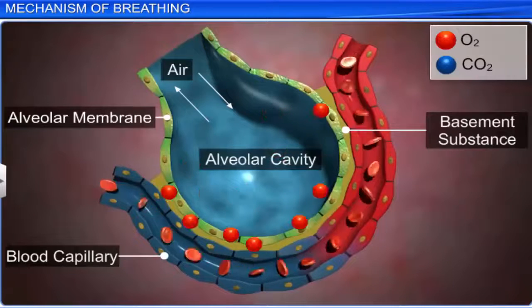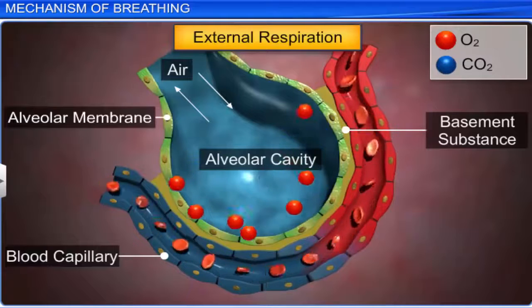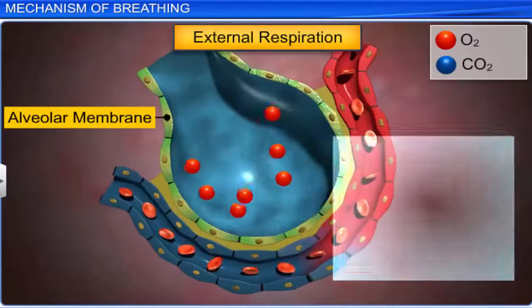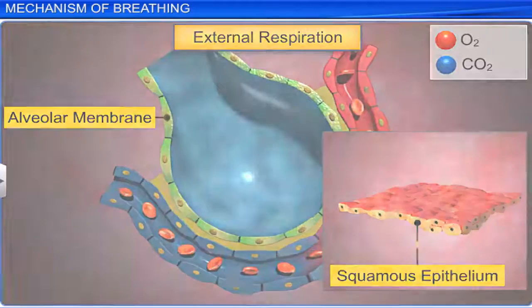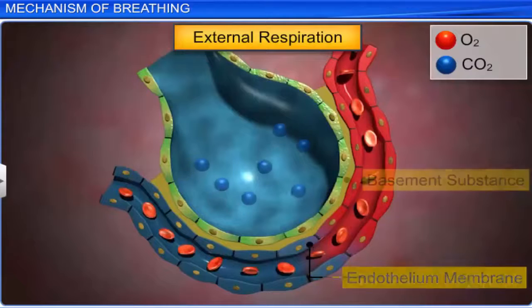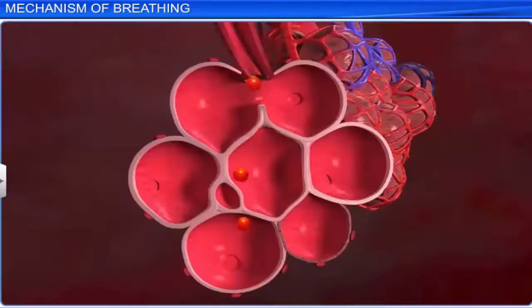The second stage of respiration is called external respiration, and it involves diffusion of gases across the alveolar membrane. The diffusion membrane is made up of three major layers, namely the thin squamous epithelium of alveoli, the endothelium of alveolar capillaries, and the basement substance in between them. Alveoli are the primary sites of exchange of gases. The thickness of its membrane is less than a millimeter.